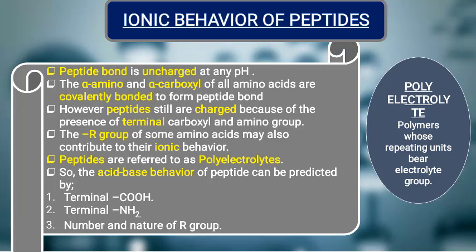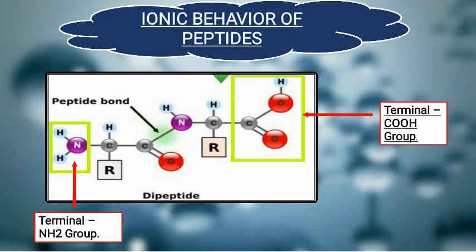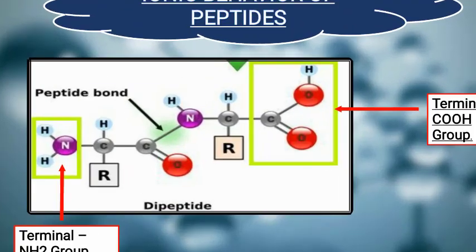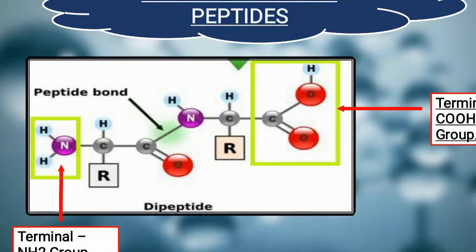So the acid-base behavior of a peptide can be predicted by the following: terminal carboxyl group, terminal amino group, and number and nature of R groups. As we can see here in this diagram, in the center we have the CONH linkage, the peptide linkage, and on the right side we have the terminal carboxylic group, and on the left side we have the terminal amino group.